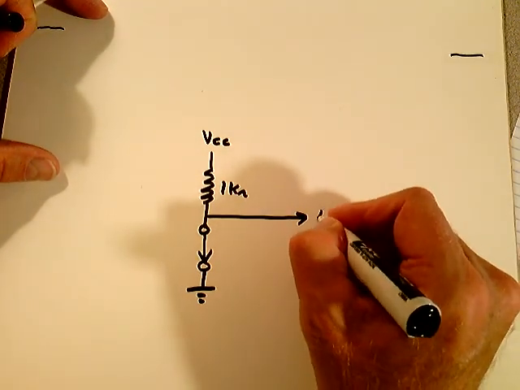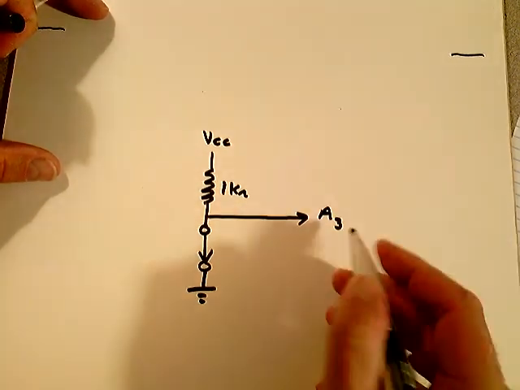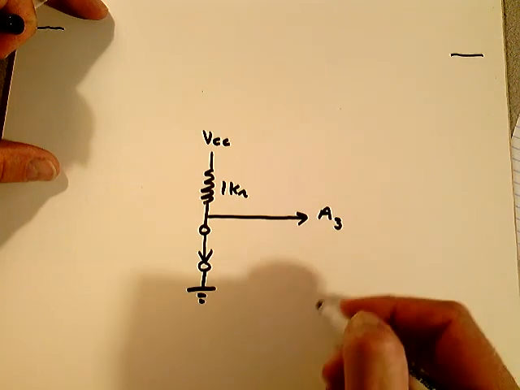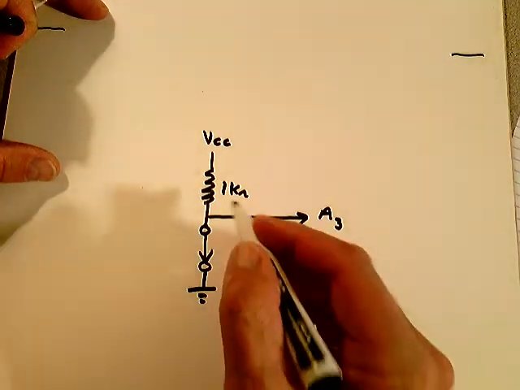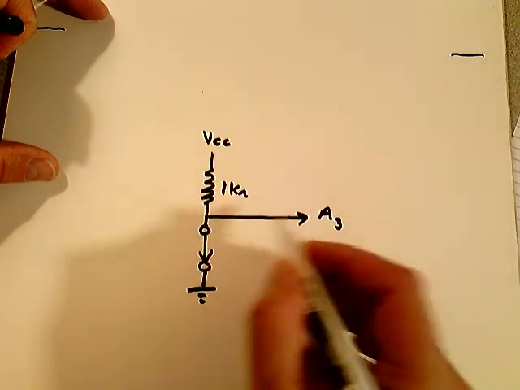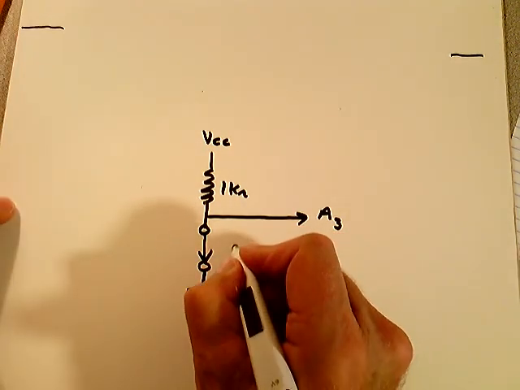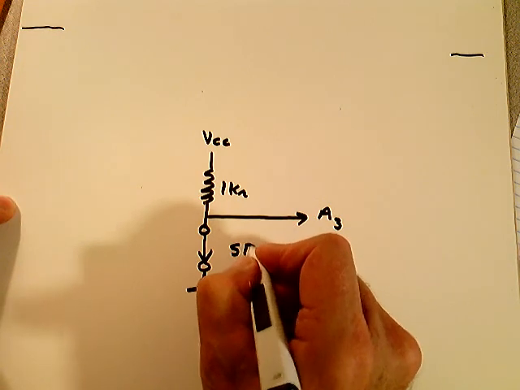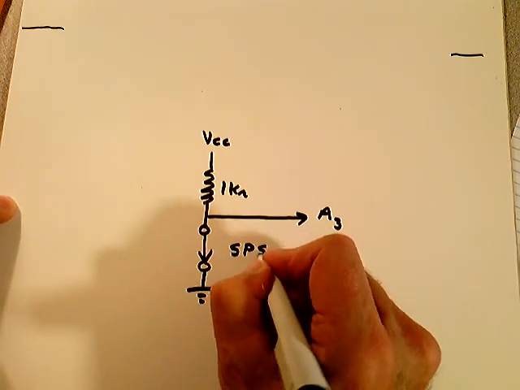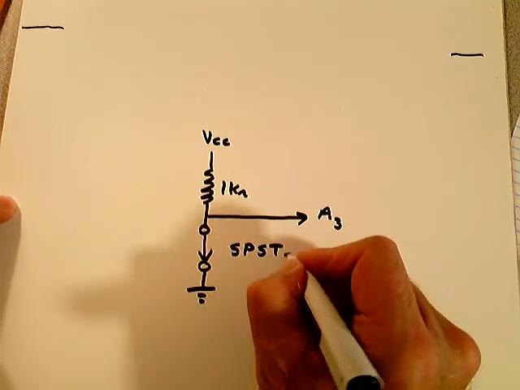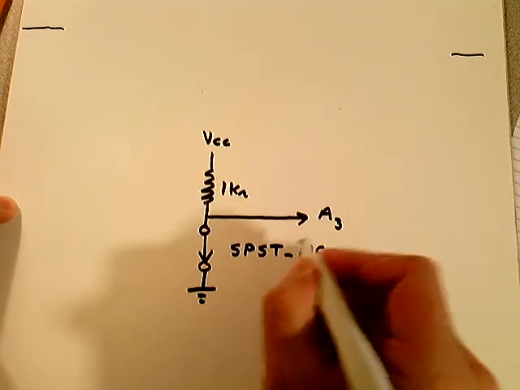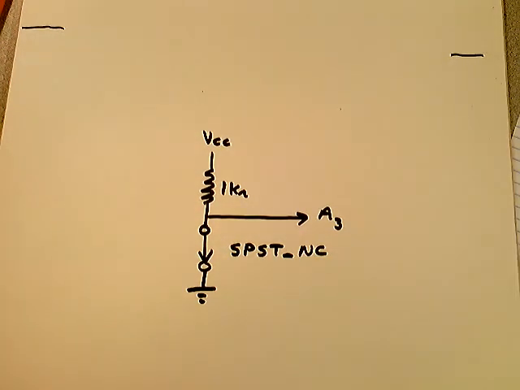And this is where you're going to take your input to your circuit. For instance, this could be A3. And you're going to do the same thing for A2, A1, and A0. So if you take a look, this switch is a single pole, single throw, normally closed switch. You'll find that in your database.